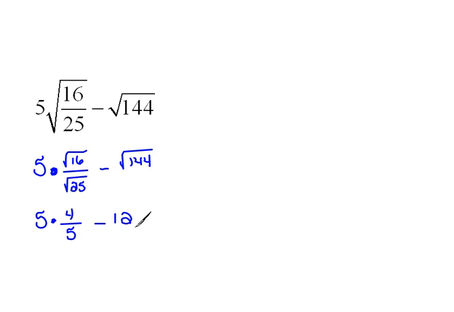And now we just continue with order of operations. So when we multiply and divide by the same number, those cancel because it's a 1. And so we have 4 minus 12, which will give us a negative 8. So our final answer there is negative 8.